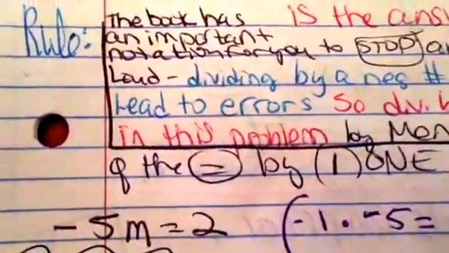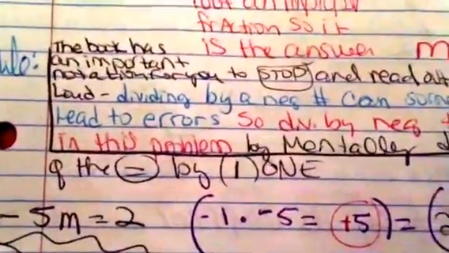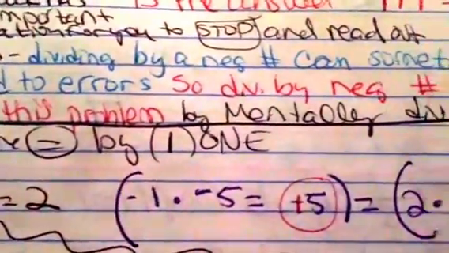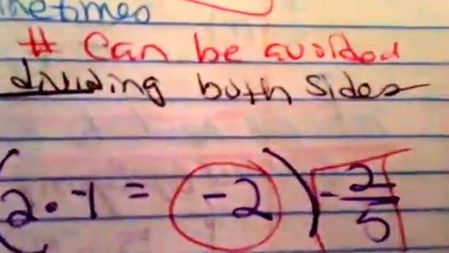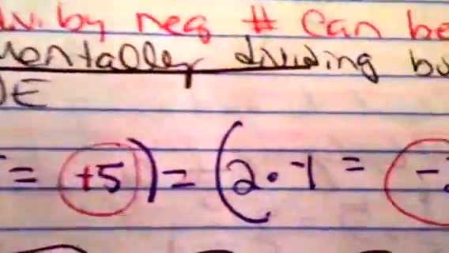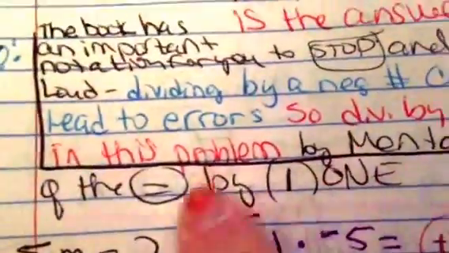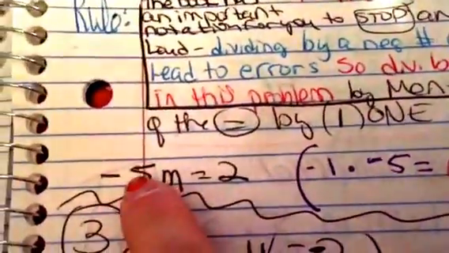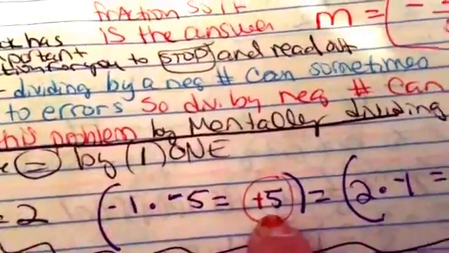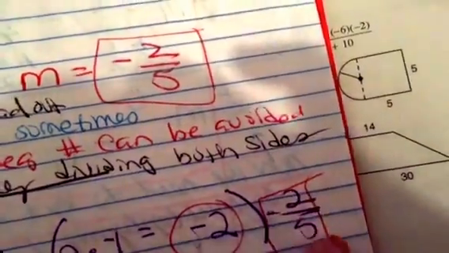The book has an important notation for you, so stop and read that out loud. Dividing by a negative number can sometimes lead to errors, so dividing by negative numbers can be avoided. In this problem, it was by mentally dividing both sides of the equal sign by 1. Negative 1 times negative 5 is going to be a positive 5, which equals 2 times negative 1, which equals negative 2, so m equals negative 2/5.